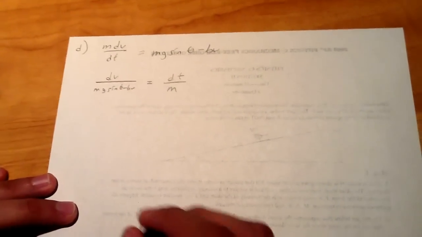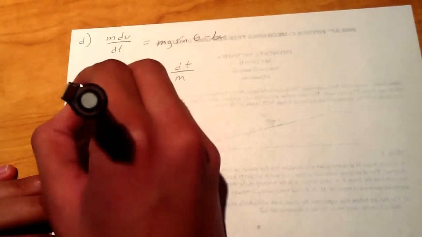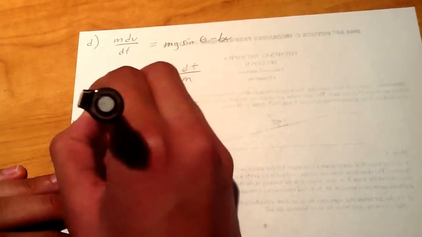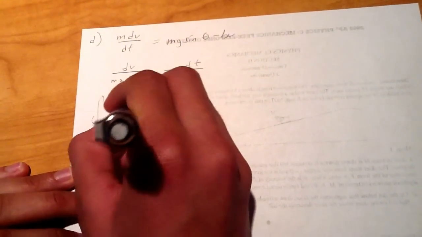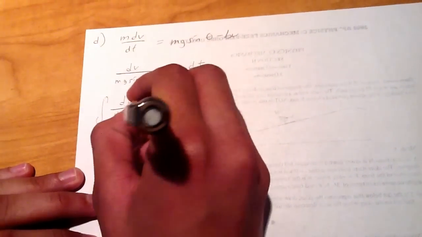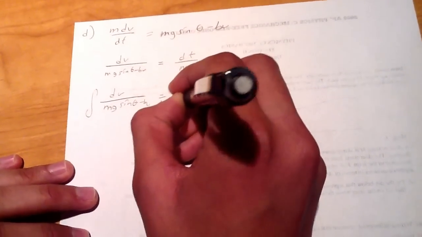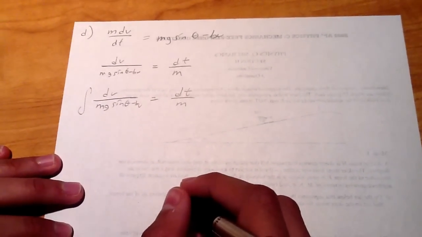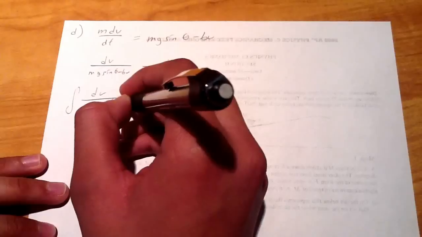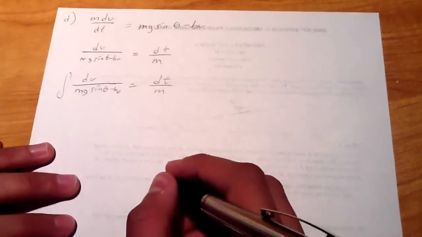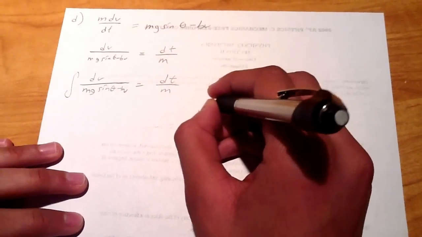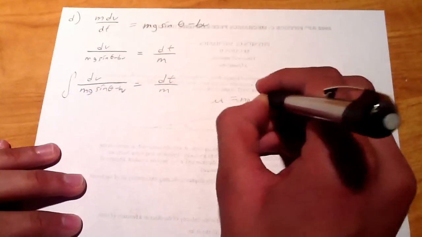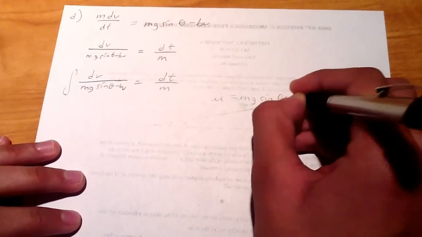Now, we want to integrate both sides to find velocity. So we take the integral of dv over mg sine theta minus bv is equal to dt over m. But mg sine theta minus bv is a sort of ugly expression to integrate. So we do u substitution and set u equal to mg sine theta minus bv.